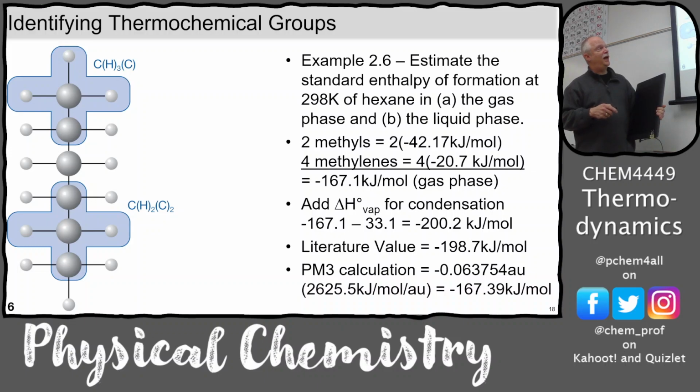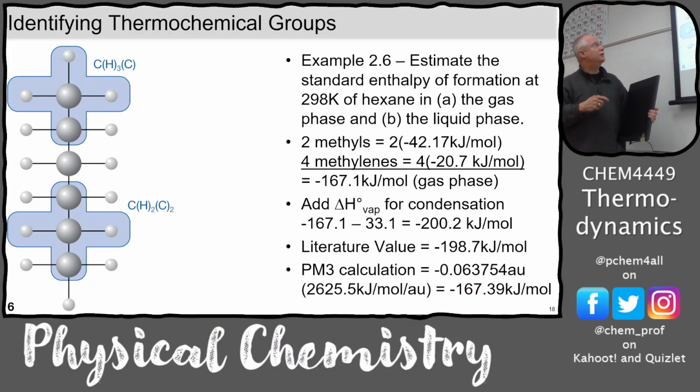So these are the group additive numbers. You multiply by the number of groups you have, and then you end up with this number here: 167 kilojoules per mole for gas phase hexane. The literature value is 198. So it's not great, but it's pretty close.